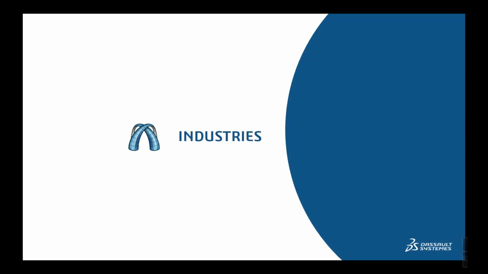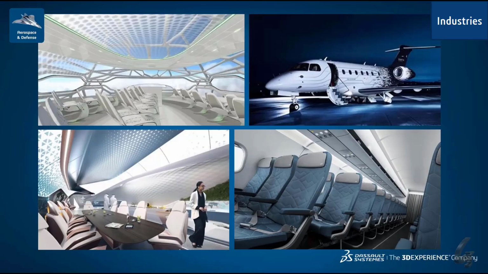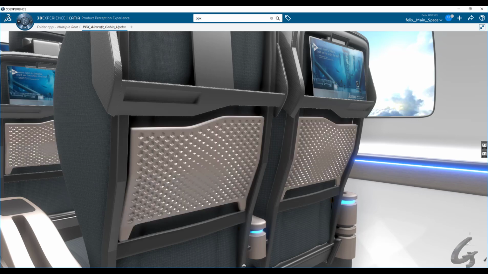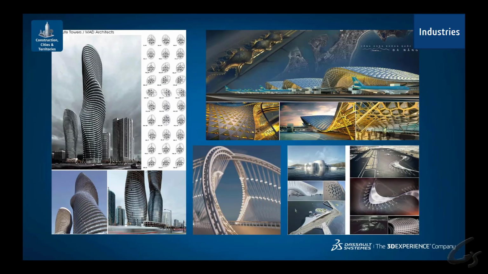Patterns are prolific across all industries. We spotlighted a couple here. In the A&D industry, you see complex patterns applied overhead, on passenger seats, and even the exterior of an aircraft. Here are some examples coming from my colleague Felix Rokel, this one for aircraft tray tables, and reviewing an alternative pattern. Patterns are widely used in architecture for things like high-rises, museums, and bridges.